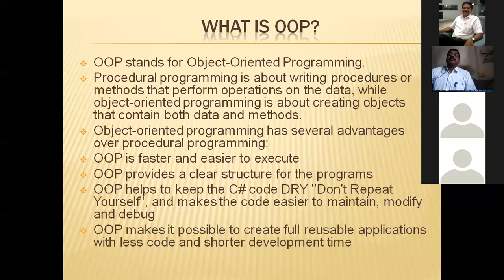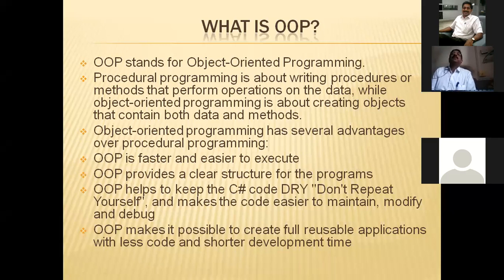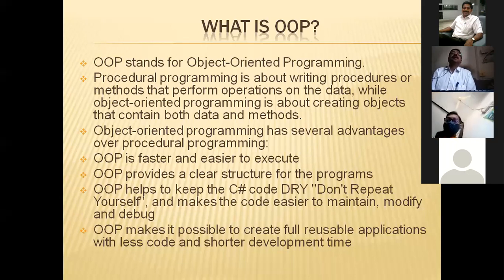So let us start with what is OOP, that is object-oriented programming. Procedural programming is about writing procedures and methods to perform operations on the data, while object-oriented programming is about creating objects that contain both data and methods. In procedure-oriented programming, we write the programs and execute them, and there is no need to write the procedure for creating objects, because there is no facility for creating objects in procedural programming.